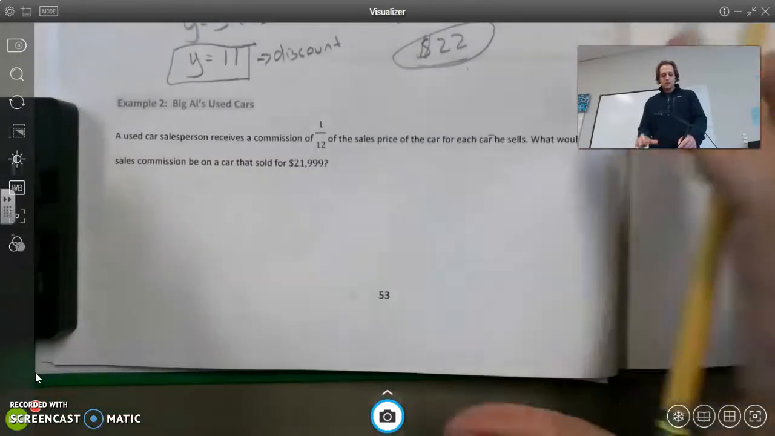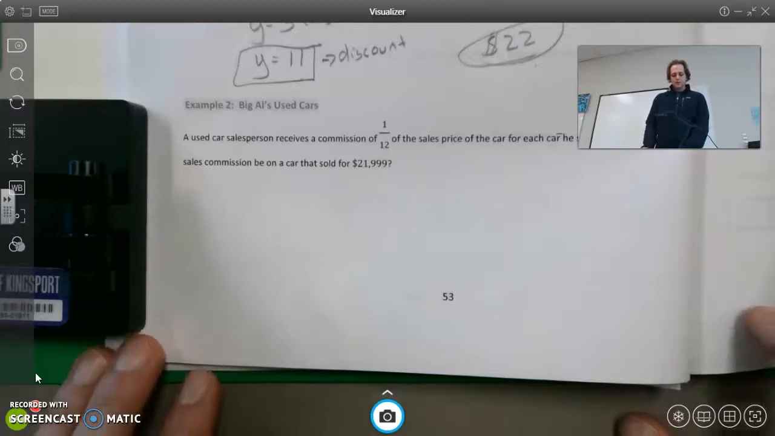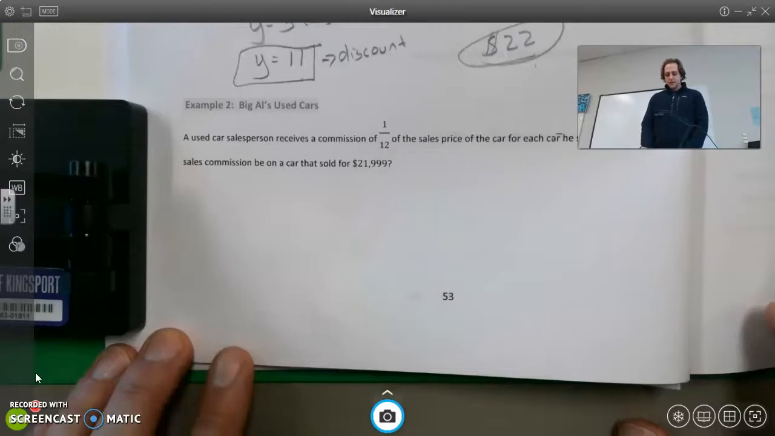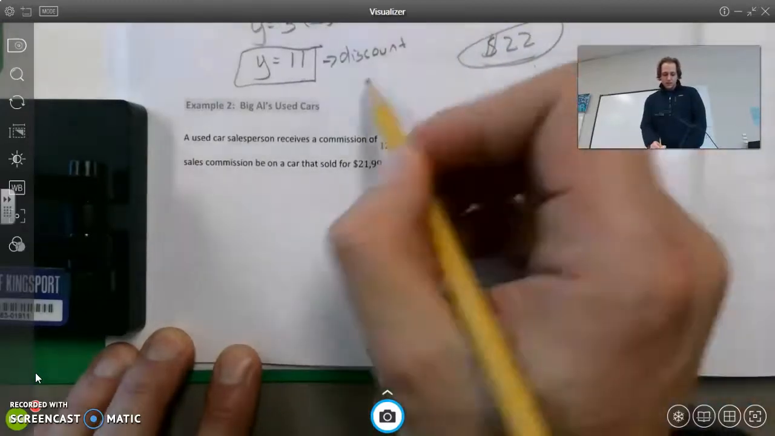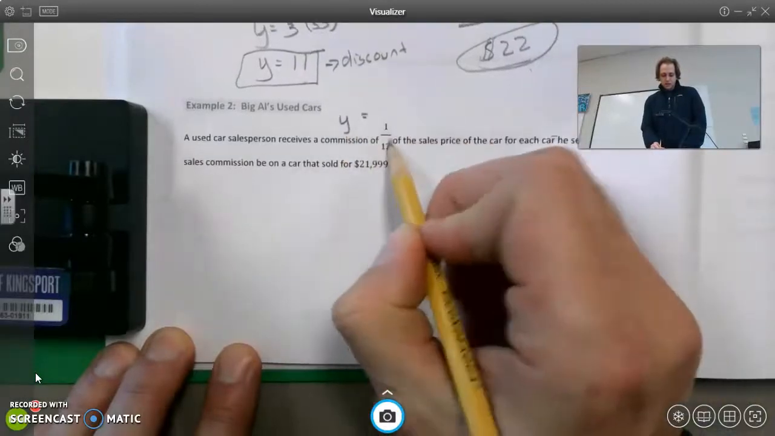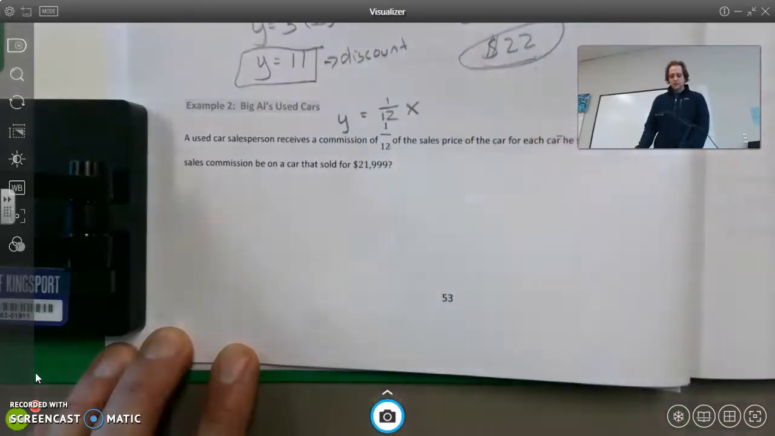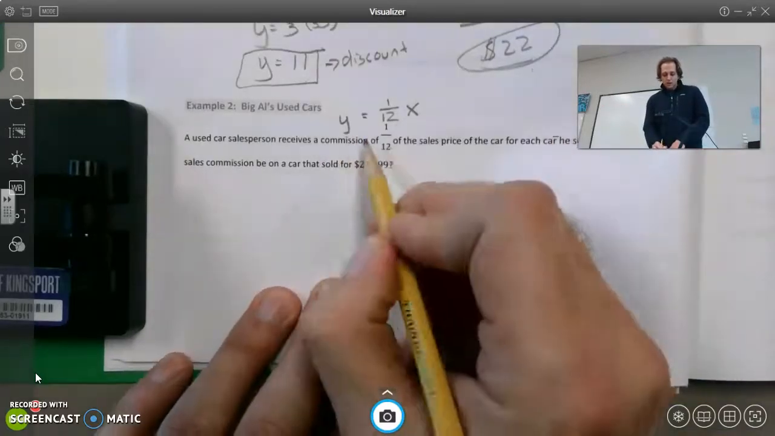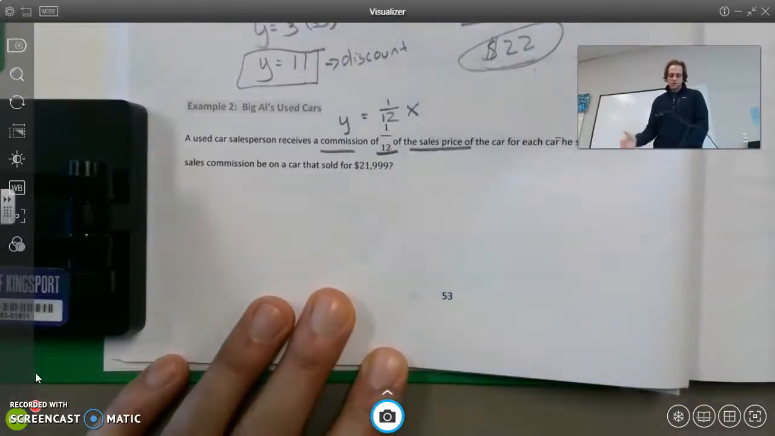All right, example 2. Big Al's used cars. A used car salesperson receives 1/12 of the sales price. So here we see 1/12 times the sales price. So his commission is equal to 1/12 of the sales price, right? And there's a proportional relationship. Like there's the equation right here. 1/12 of the sales price equals his commission.